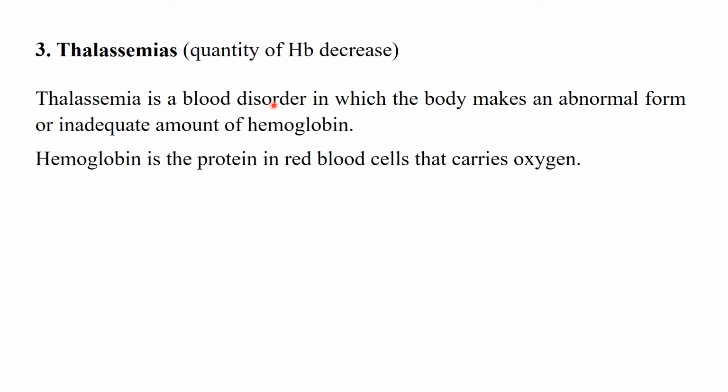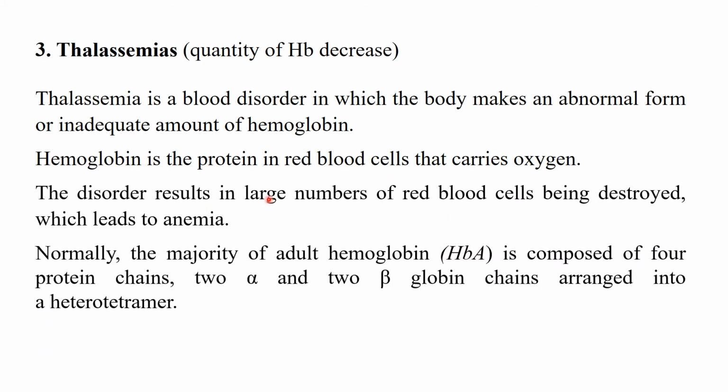Thalassemia is a blood disorder in which the body makes an abnormal form or inadequate amount of hemoglobin. When the amount of hemoglobin made is low, the condition leads towards thalassemia. Hemoglobin is the protein in the red blood cells that carries oxygen. The disorder results in a large number of red blood cells being destroyed, which leads to anemia.